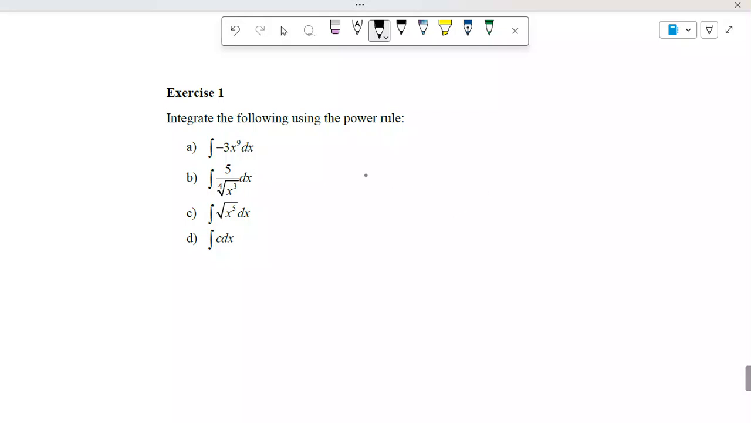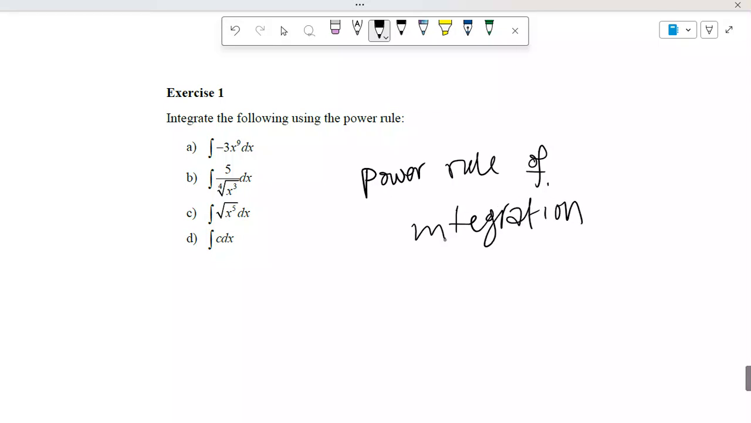So for today we'll see how to use the power rule of integration. So today we revise how to use the power rule of integration. It's actually very simple.